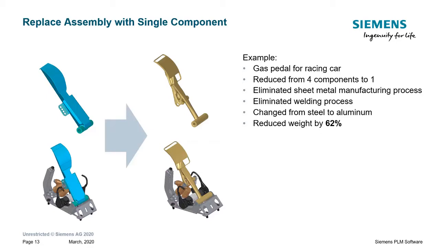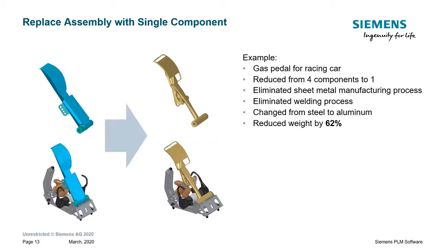By converting that to a 3D printed object, this allowed us to eliminate 4 components, replace them with 1. We eliminated the sheet metal manufacturing process. We also eliminated the welding process. Oh, and we also changed the material from steel to aluminum, allowing us to reduce the weight of the overall assembly by 62%.